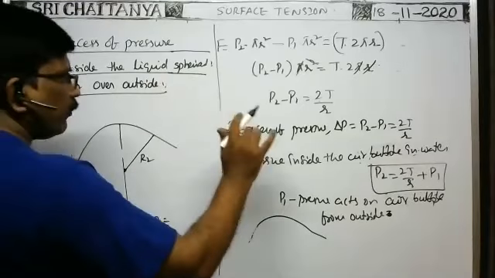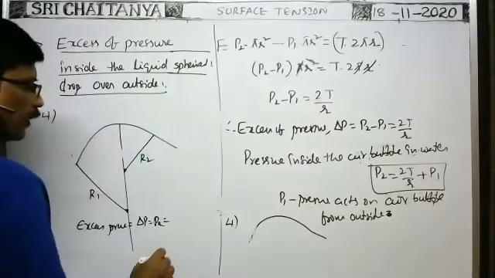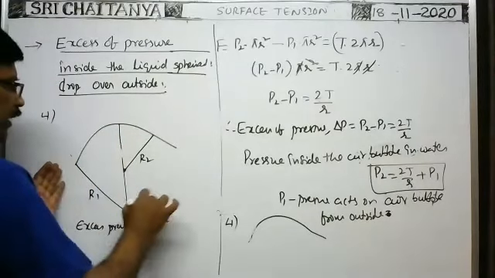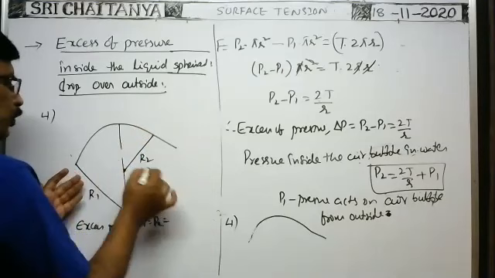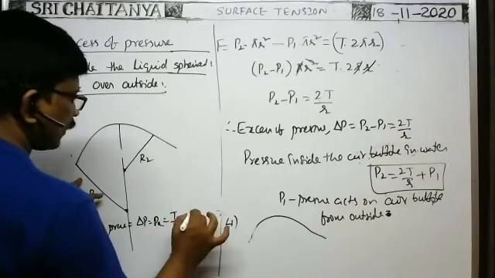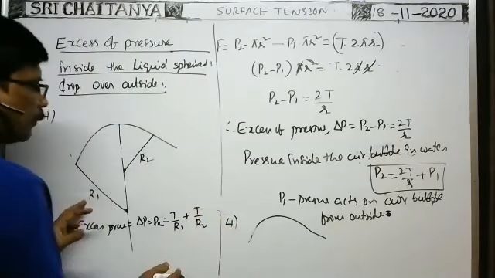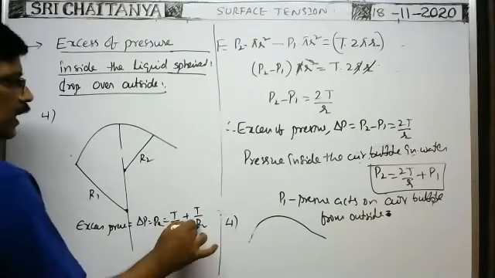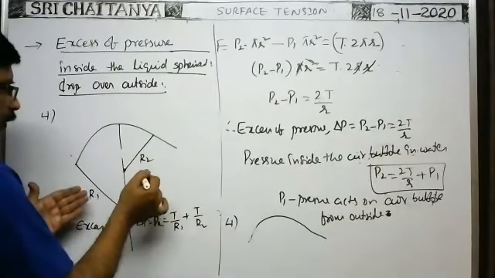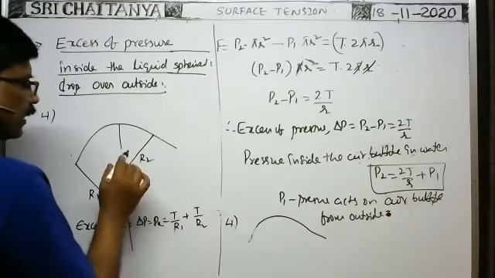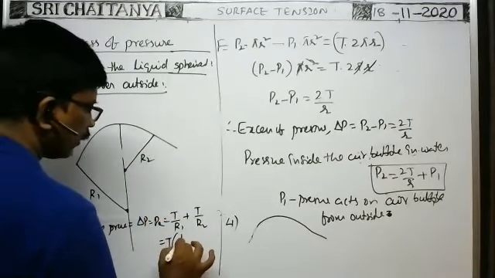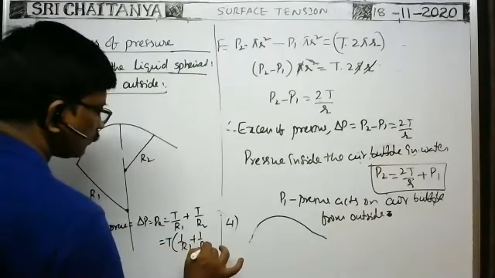Generally, in the case of a liquid drop, we have 2T by R. If the radii of curvature are the same, then you will get 2T by R here also. But here, one radius of curvature gives T by R1 plus the other gives T by R2. If R1 and R2 are equal, you will get 2T by R. But if the radii of curvature are different, the excess pressure inside the liquid drop is T by R1 plus T by R2, that is equal to T, taking common, into 1 by R1 plus 1 by R2.